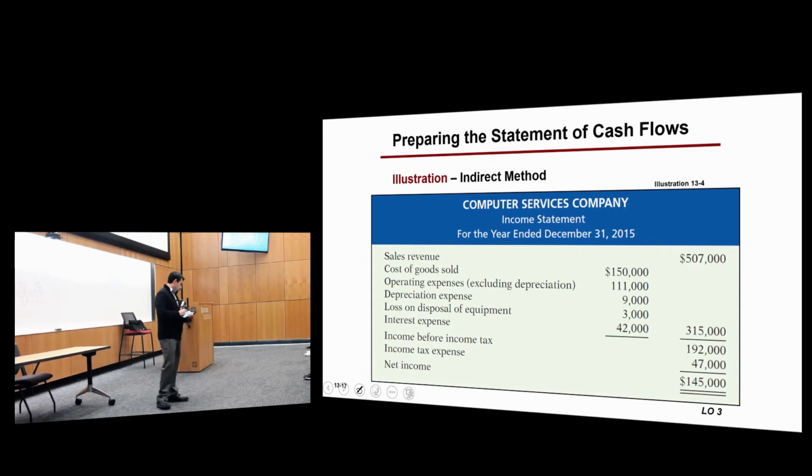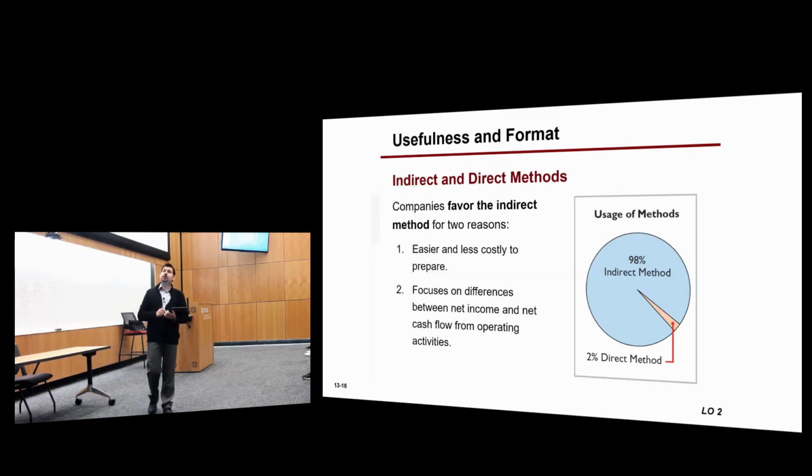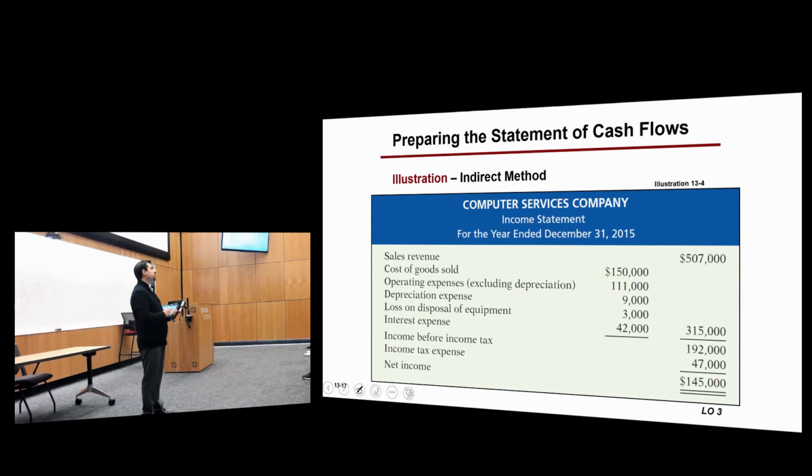Now, for the indirect method, again, remember you always start with the income statement and the comparative balance sheets. The income statement will give you the net income. This is the number that we will start with. This is the number that we need to adjust.